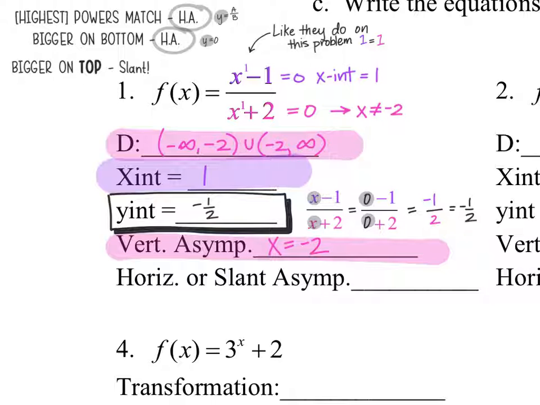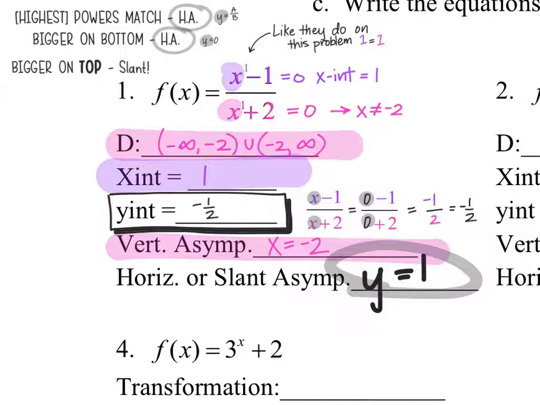For problem number 1, since we have matching powers on our variables in the problem, we're going to have a horizontal asymptote, and the equation is going to be y equals 1, because the coefficient of x is 1, and the coefficient of this x is also 1, and 1 over 1 equals 1.